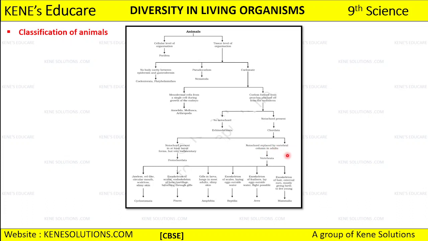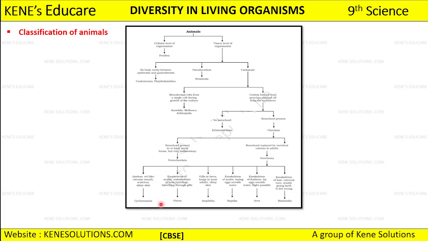What did I say? That the notochord which is present is replaced by the vertebral column in adults. So here we have Vertebrata to discuss, and where the notochord is present at least in the larval form, there we have Protochordata. And this Vertebrata is again divided into six different classes.